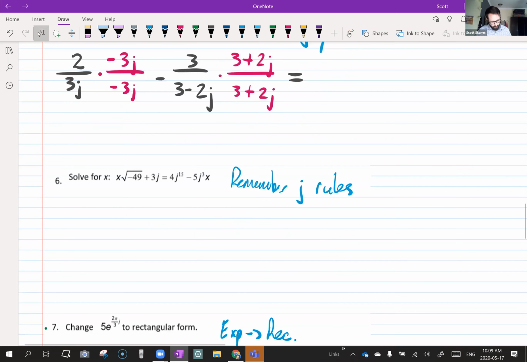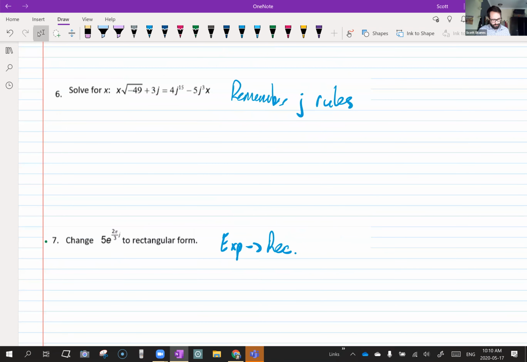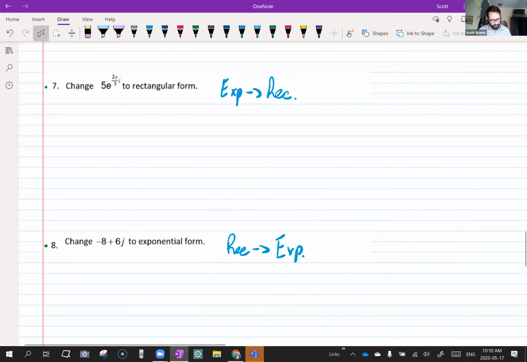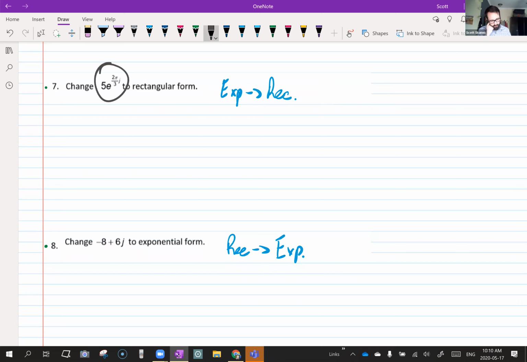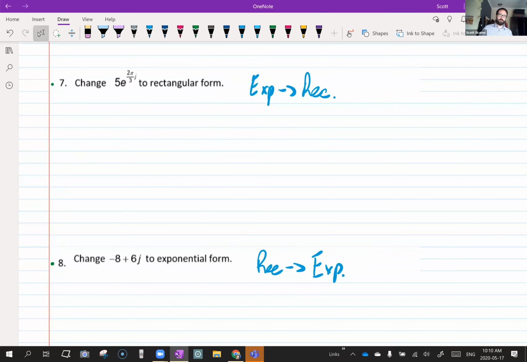The next one, we did this on your first assignment. I'm not going to review it now. This is a nice one to review, though. Change this to rectangular form. It's currently in exponential form. So how do we get from exponential form to rectangular form? And again, all the solutions are online for this. They're not super clear. They're good enough.